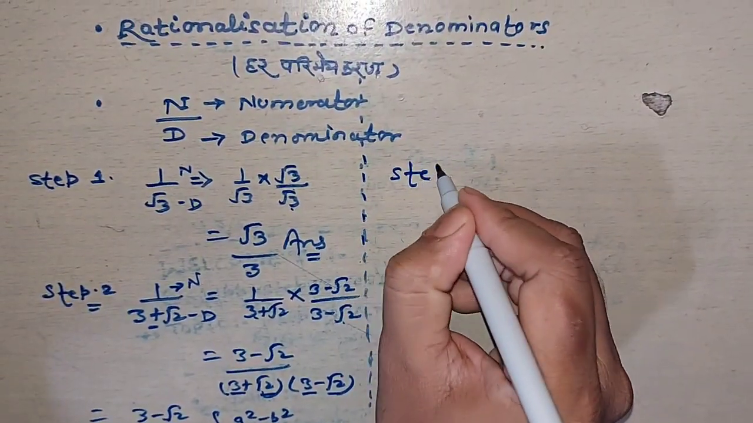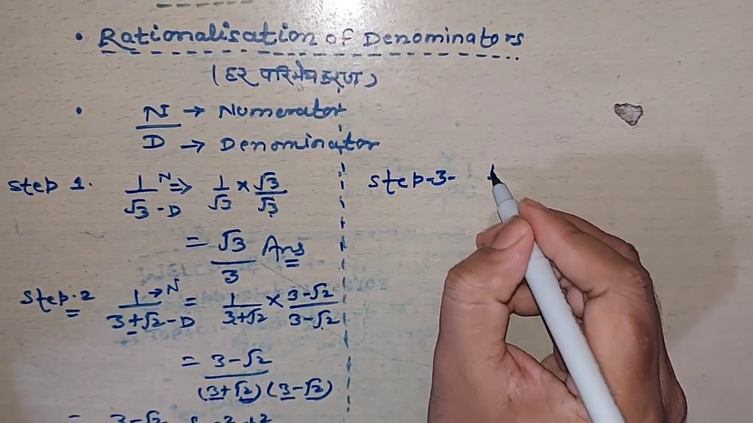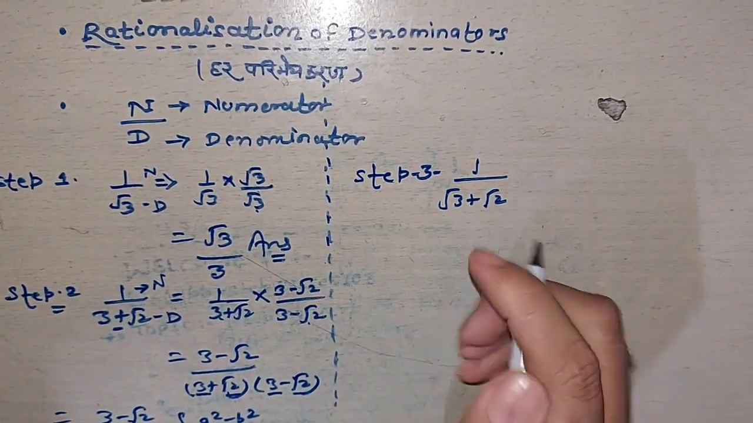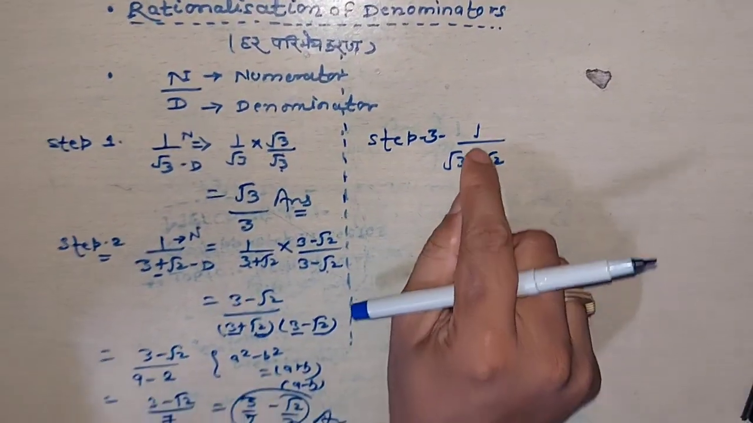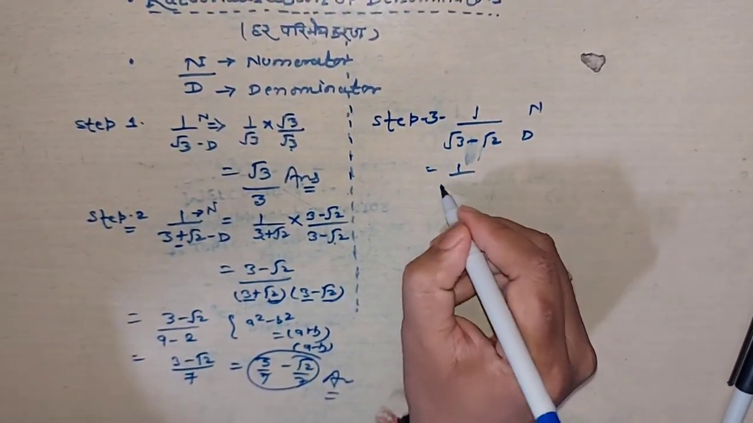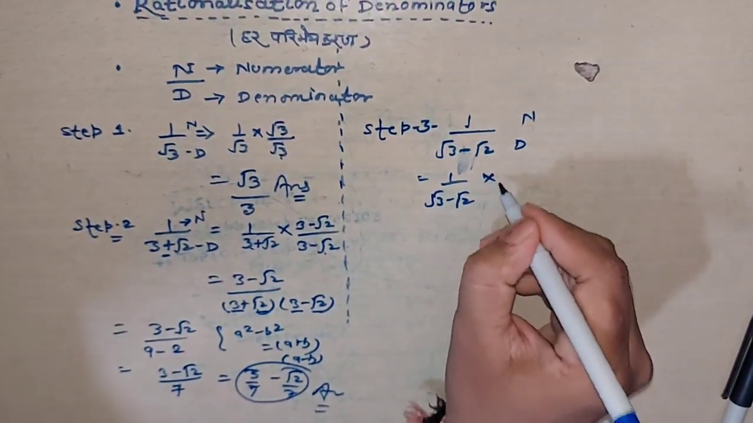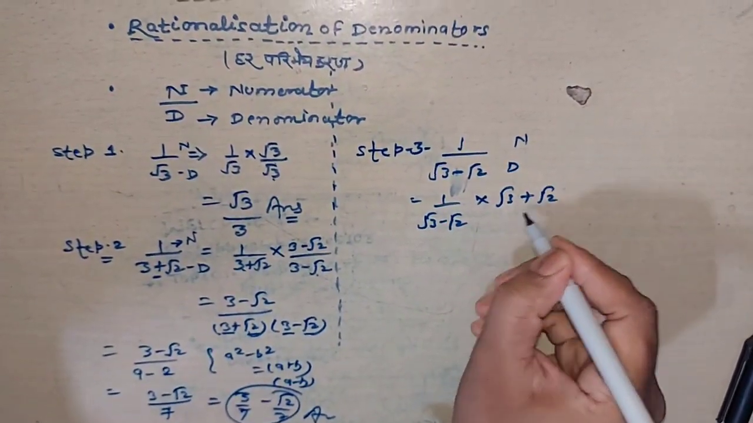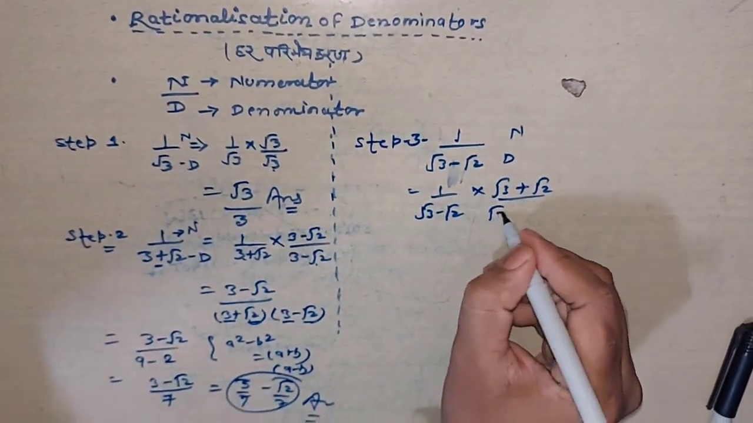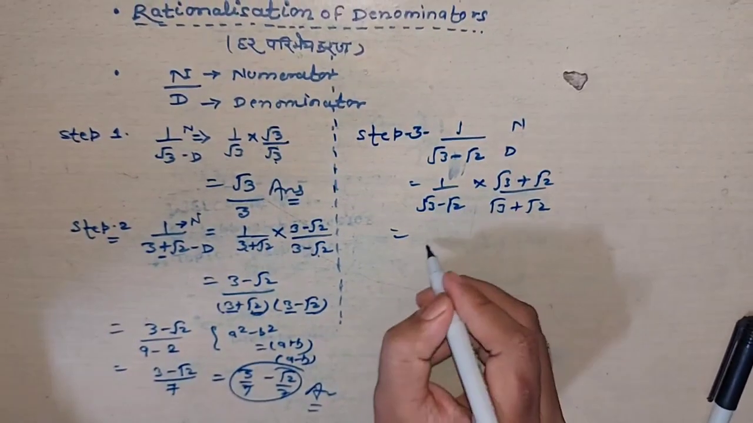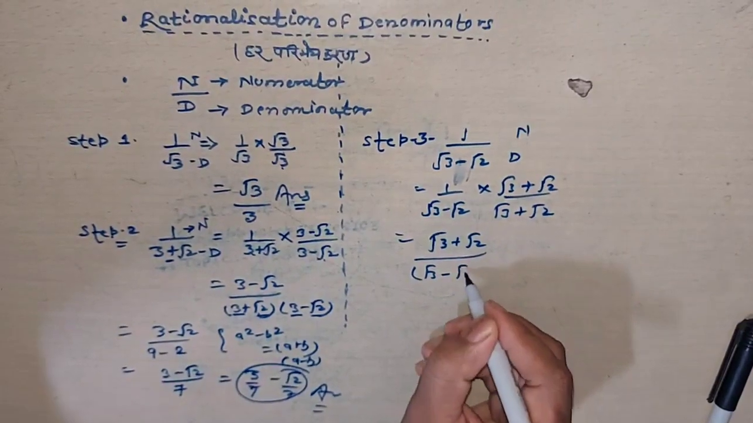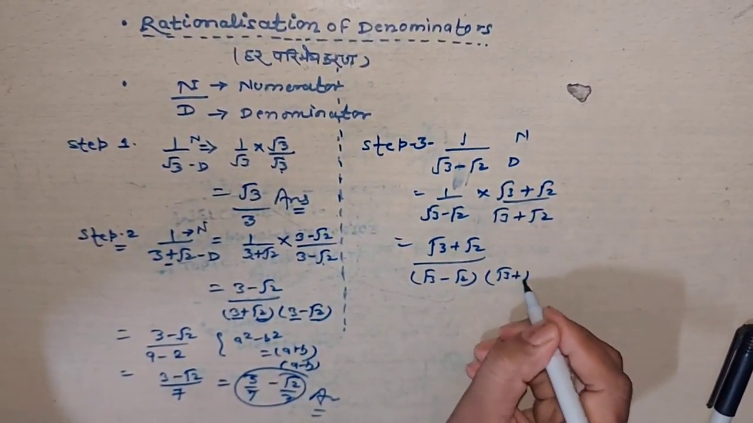Now step 3rd. In step 3rd, if it is written 1 by root 3 minus root 2. Suppose here we have solved one question with plus, right now here minus. So that is n and that is d. 1 upon root 3 minus root 2, so multiply by root 3 plus root 2. Here we have told that if the denominator is in the negative sign, then we have to choose positive, root 3 plus root 2. Now cross multiply: root 3 plus root 2, and the base will be root 3 minus root 2 and root 3 plus root 2.